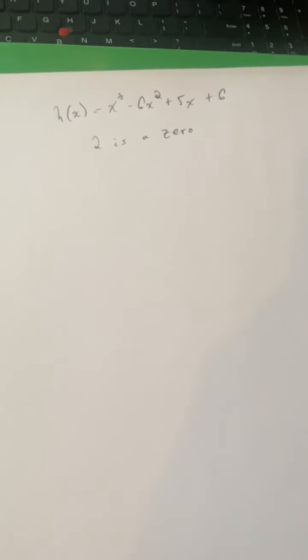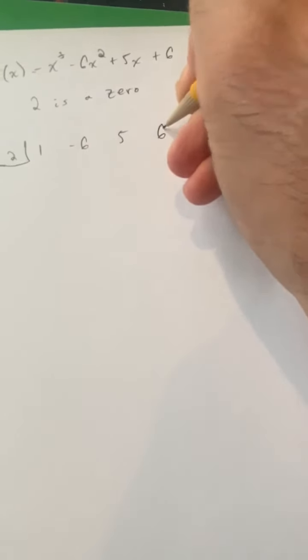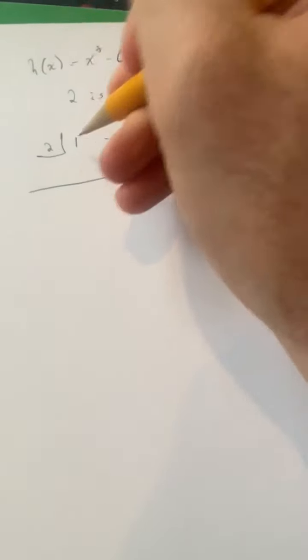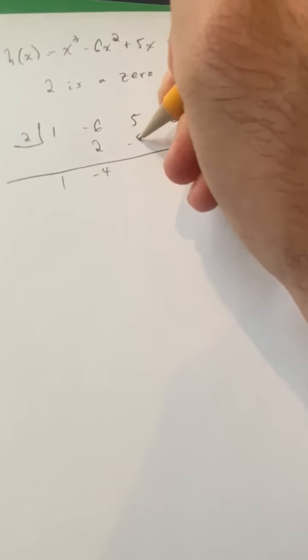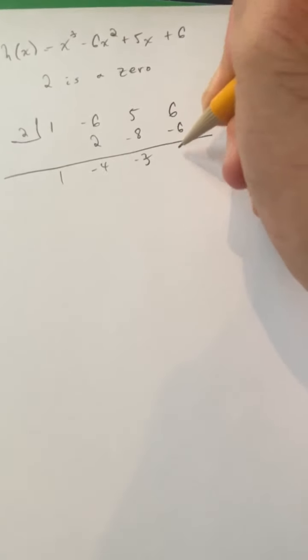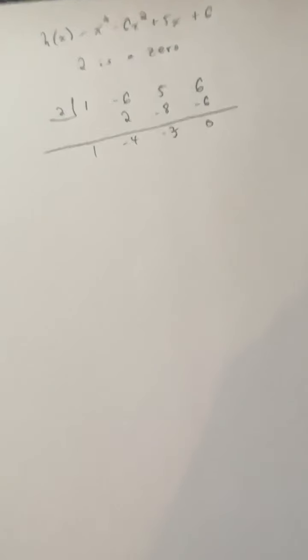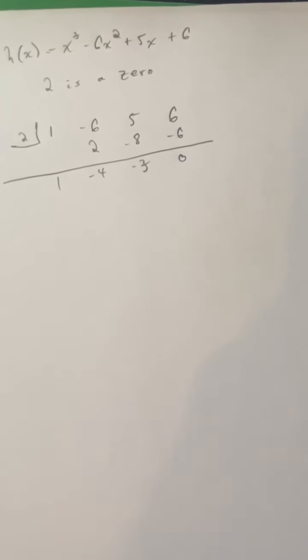So if 2 is a 0, that means when we use synthetic division with 2, we'll get 0 as our remainder. So there's our x cubed coefficient, our x squared coefficient, our x coefficient, and our constant term. So let's see how that goes. Bring the 1 down, 2, this is -4, -8, -3, -6, 0.